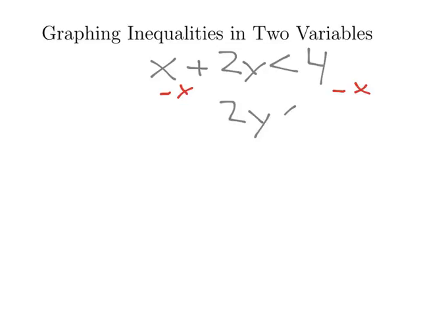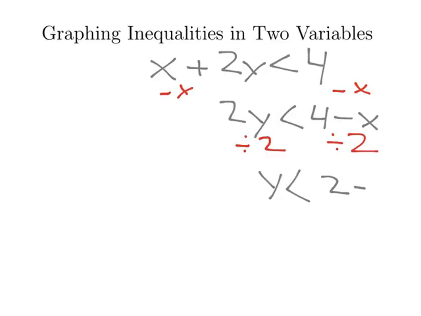That's not usually what it's going to look like when it's given to you, though. When you're given a problem, you're probably going to get something that looks like x plus 2y is less than 4, for example. In which case, you just subtract x from both sides, and you'll get that 2y is less than 4 minus x. And then you could divide both sides by 2. And because 2 is positive, we don't have to do anything crazy like flip the sign. So y is less than 2 minus half of x.